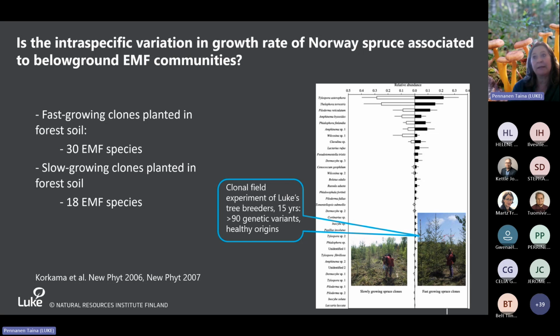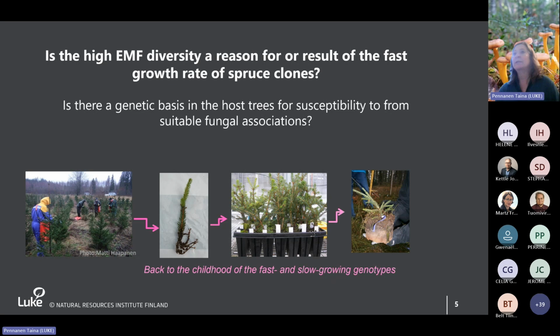We studied them and found that the fast-growing clones, which had double the height, had double the ectomycorrhizal species diversity. Slow-growing clones had a little more than half of the species, even though their roots were not that much smaller. So the question is whether the high diversity of the fast-growing ones is the reason for the good growth, or just a result of the good growth. To study that, the first question was whether there is a genetic basis in the host tree that makes them more eager to form ectomycorrhizal associations.